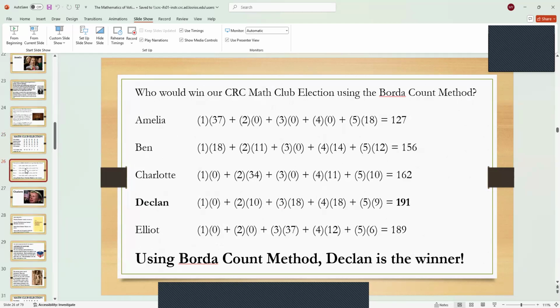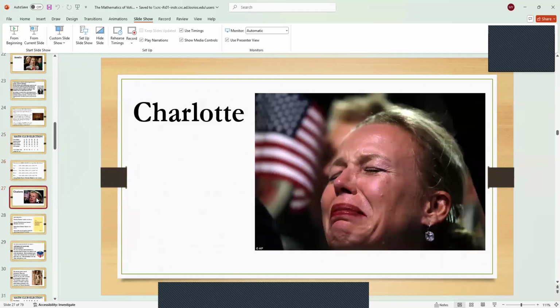Notice Amelia's last place on this one. Using the first method we talked about, the plurality method, Amelia was the winner, and yet she's last place on this one. This one takes into account more than just your top choice. But poor Charlotte cannot believe what just happened, because a couple minutes ago she was the winner using what we called the plurality with elimination method.